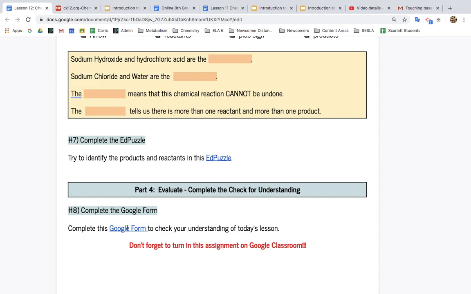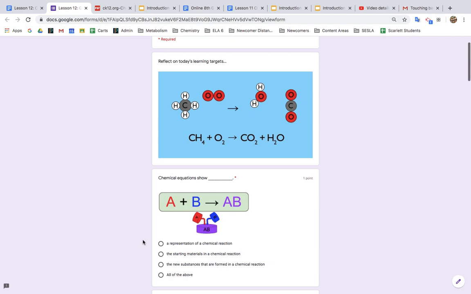Your last step for today is to click here and complete a Google form where you will show your understanding of today's lesson.